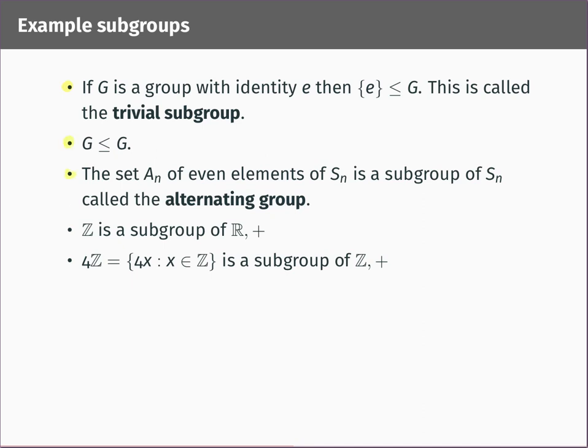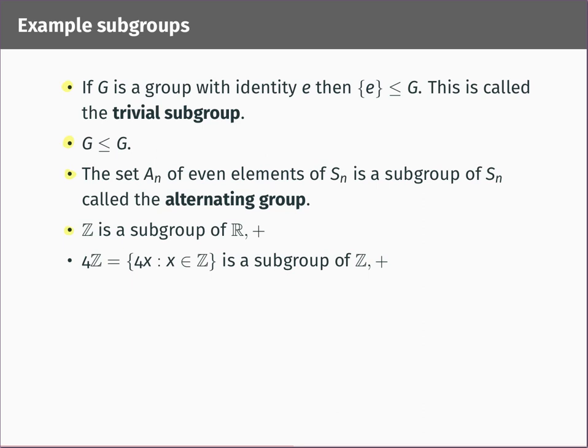And next, another example we've seen, the alternating group. So you'll remember that that consists of the set of even permutations in Sn. This is a subgroup of Sn because, as we've just seen, it's a group. The set of integers is a subgroup of the group of real numbers under addition.